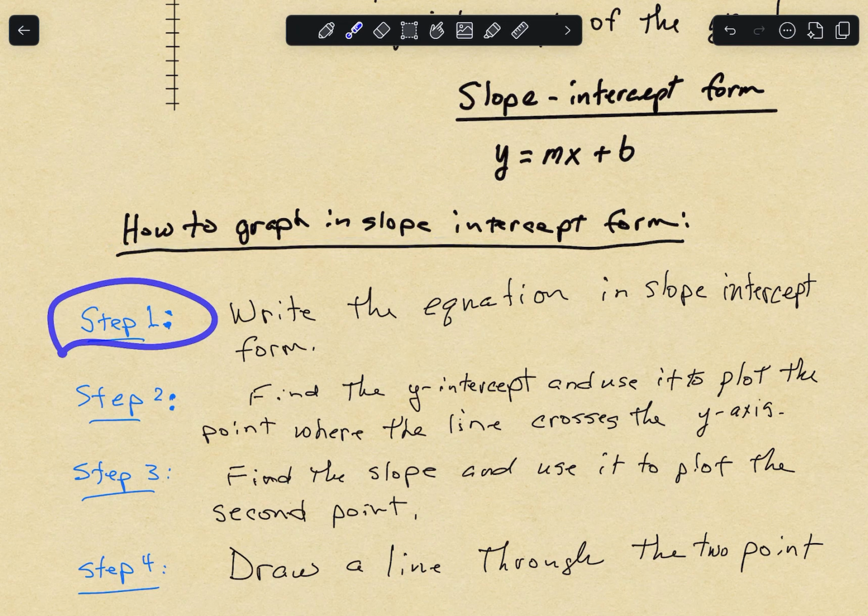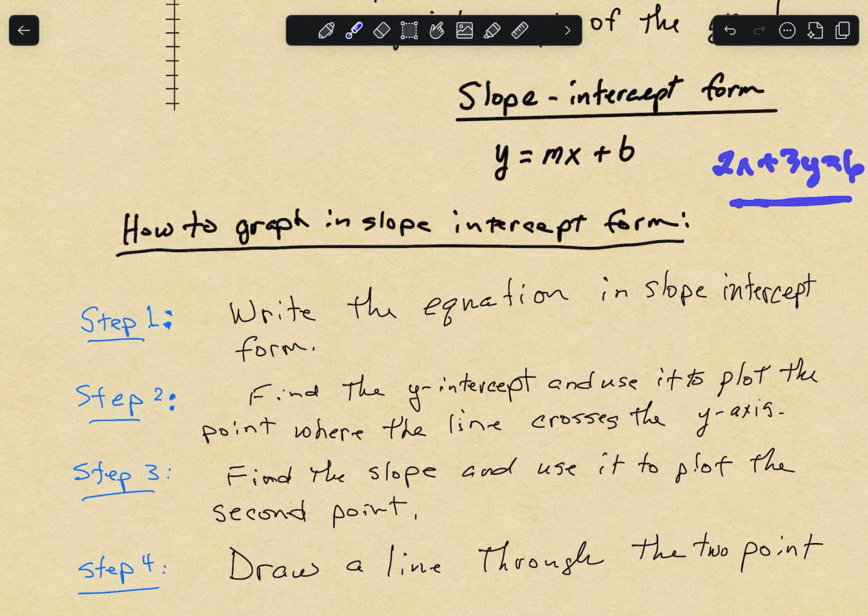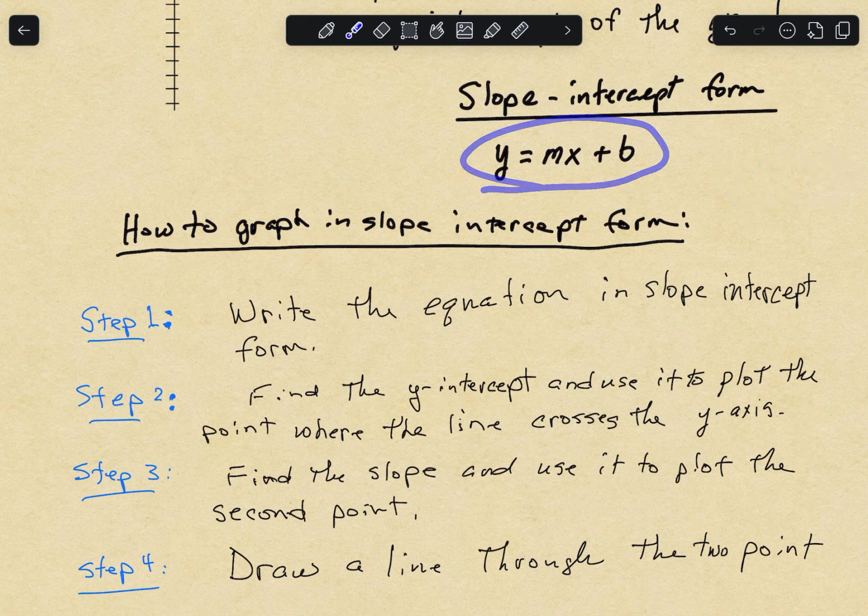Now the first step, step 1, you're going to write the equation in slope-intercept form, and that is this right here, y equals mx plus b. That means if you've got something like 2x plus 3y equals 6, that's standard form. You're going to have to rewrite that, solve for y, and put it in this form. Okay, all right.